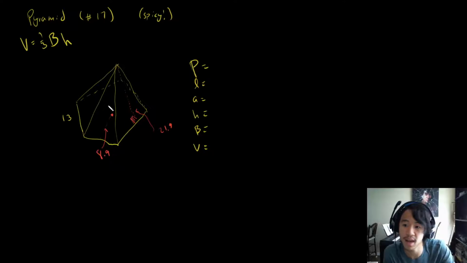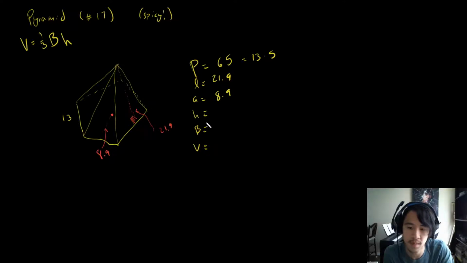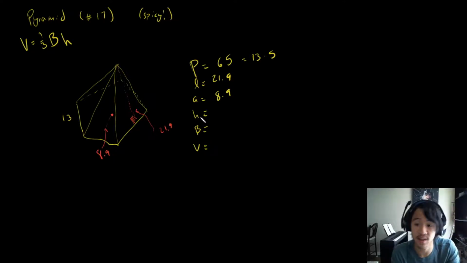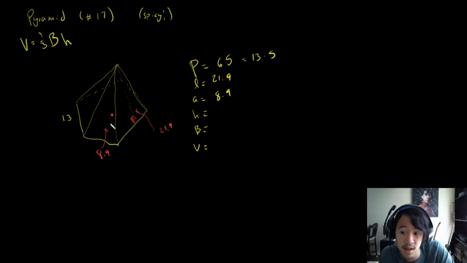All right, so we have a pentagon, side length 13. So this is 13 times 5, which is 65. Our slant length that's given to us, it's 21.9. Our apothem is 8.9. All right, so next we have to find our height. So this is going to be the same thing. So then, since this is 8.9, this length is also 8.9.